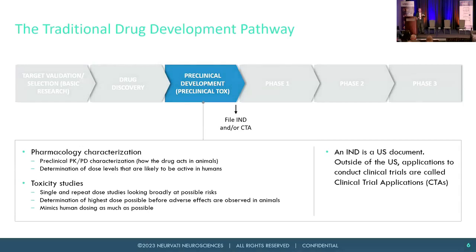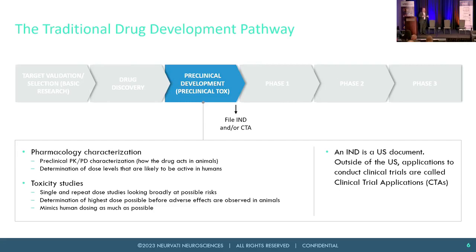And you end up with this part about what is preclinical development. Two components: the pharmacology, which means what does the drug do in animals? How does it act in animals? How does it move through animals? What are the levels that are active at whatever effect you're looking for? And then the toxicology. What are the levels that are too high? The levels that lead to potential risk.